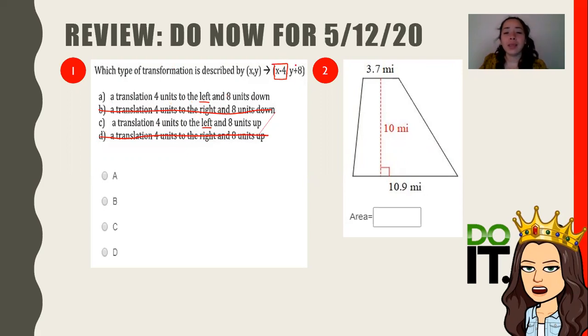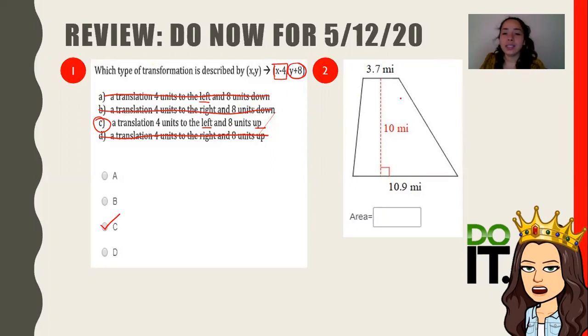Now my next step would be this. This tells me that I move it how many units? Well, 8 units. Is it to the left, to the right, up, or down? Good, so it tells you 8 units up. Based on this, I automatically know that it is not this one because this one says down. And this one does say up, so it leaves me with option C. So when I answer this, I make sure to click answer C.